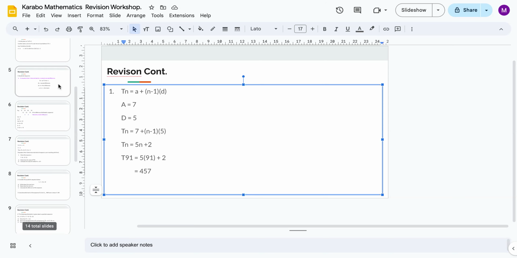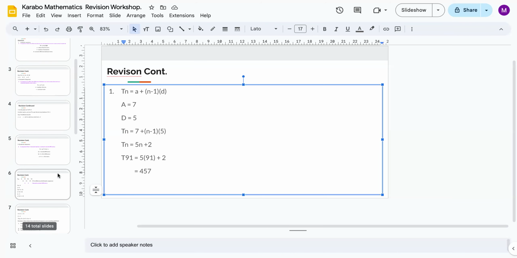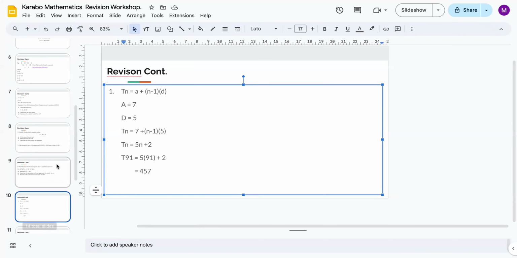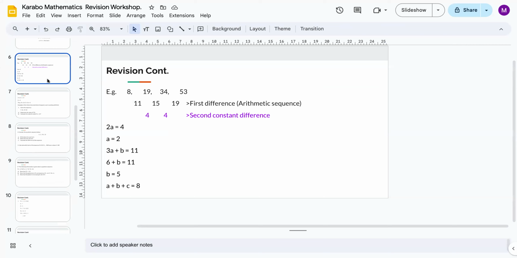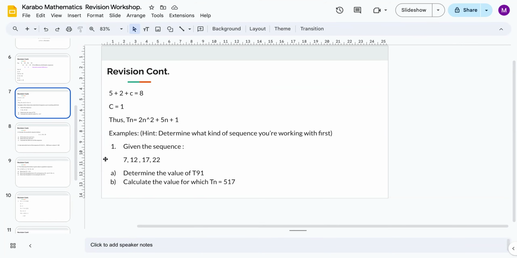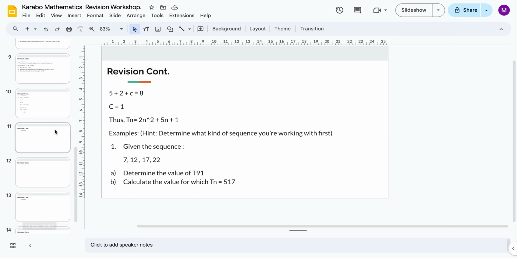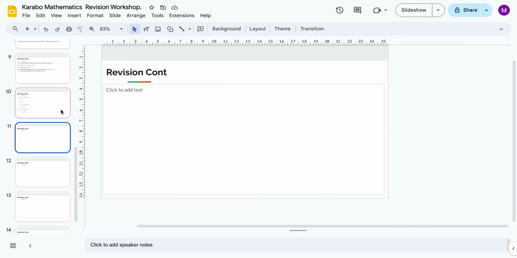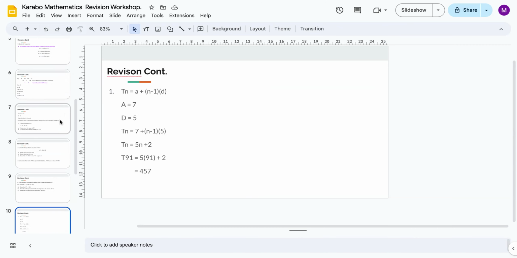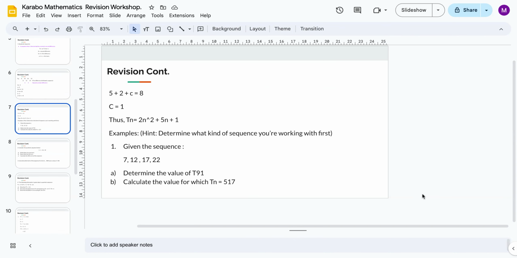So now let's look at the second part of that question. So B states: calculate the value for which Tn is equal to 517. Okay. Now with this question, there's something that I want to highlight quickly. I know that sometimes people get confused between, are they asking me for n? Are they asking me for Tn?